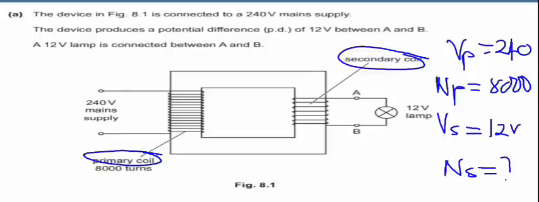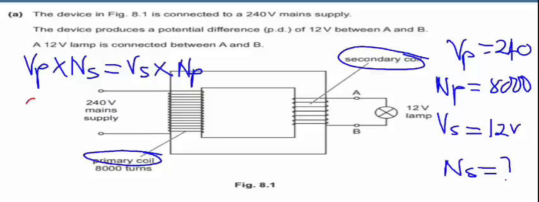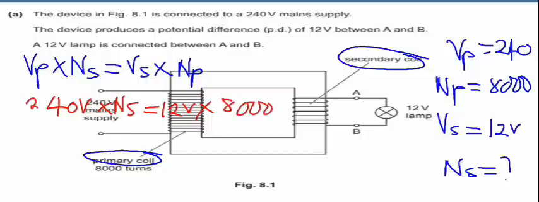Now, according to the data that we have collected here, the voltage on the primary coil, which is 240 volts, multiplied by the number of turns on the secondary coil, which we don't have, is equal to the voltage on the secondary coil, which is 12 volts, multiplied by the number of turns on the primary coil, which is 8,000 turns. Multiplying 12 volts by 8,000 turns, I'm going to get 96,000.